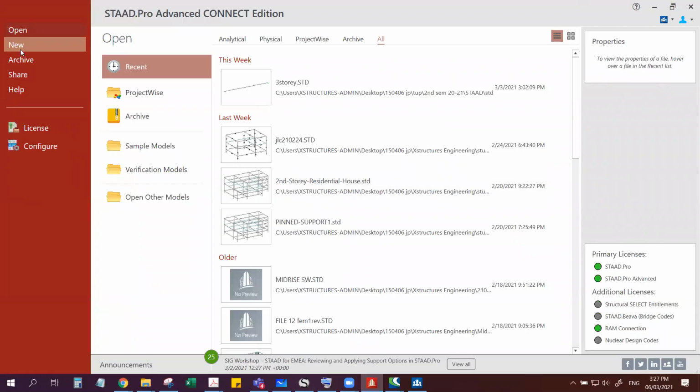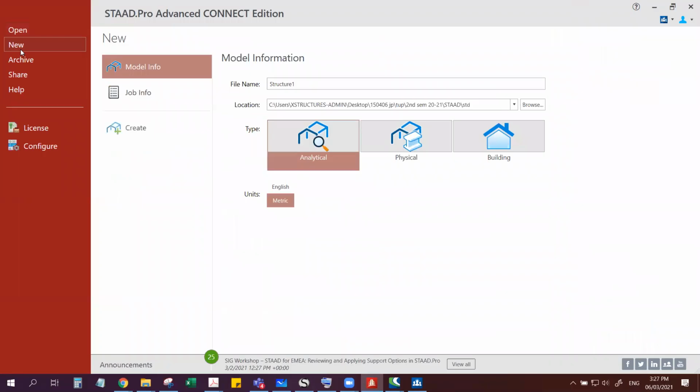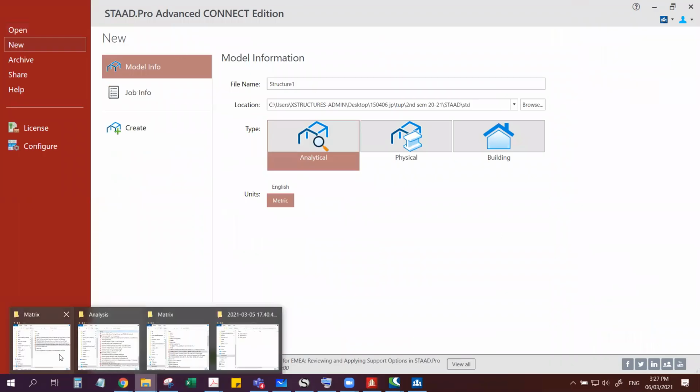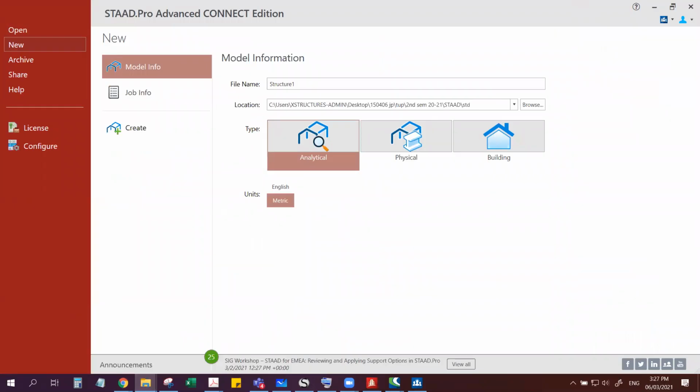And then new. Click on new. Better to have your own folder. So select Control V. Then I'll create a folder of STAAD. Then trust. Okay, and then create.